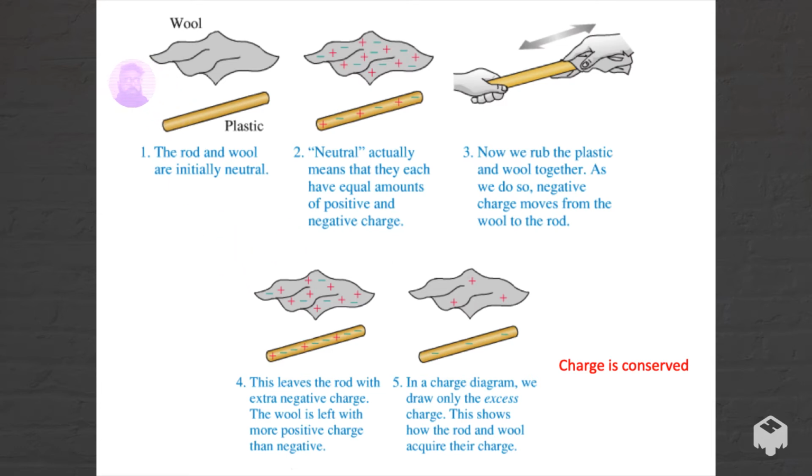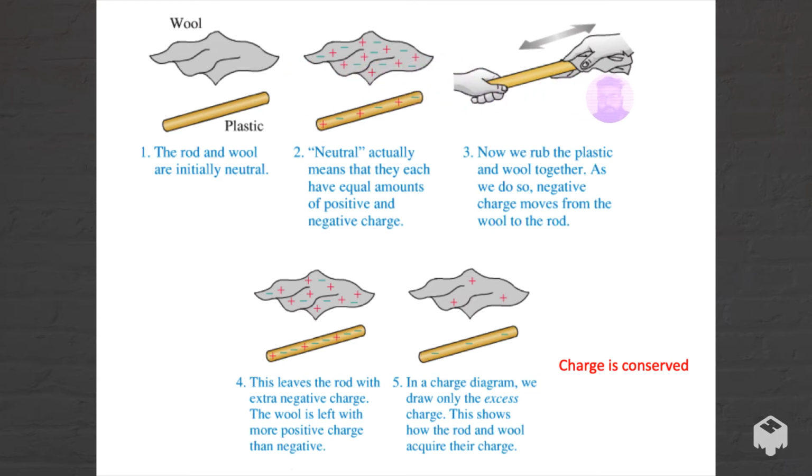So let's consider two objects, a piece of wool cloth and a plastic rod. Both of these things are made of atoms, and each atom has some protons and some electrons. Since protons have positive charge and electrons have negative charge, the net charge for each object is really zero if the number of protons and electrons are the same.